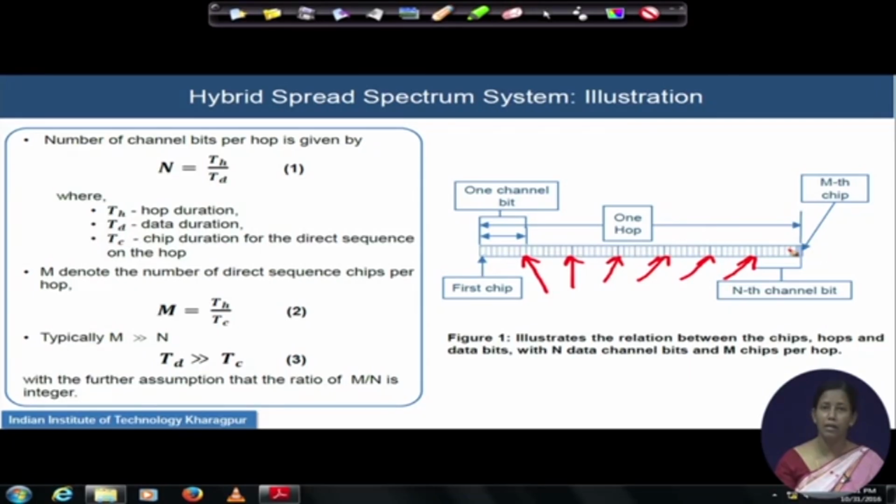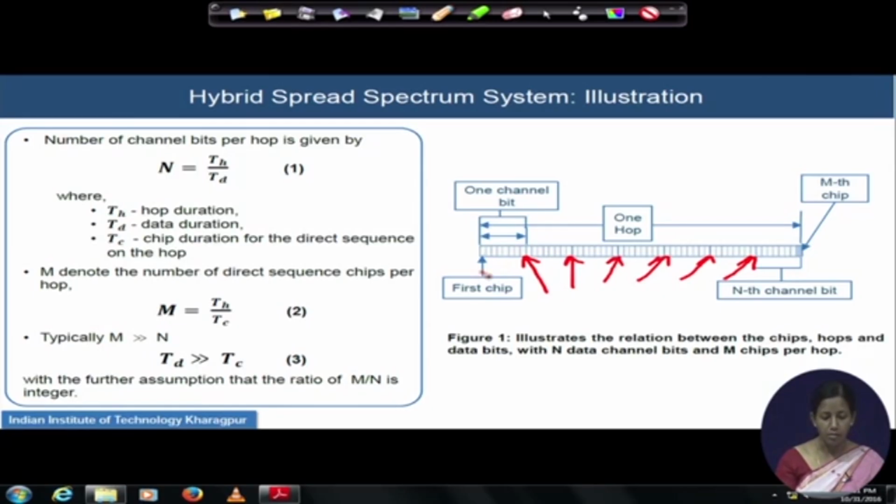So, for a particular hop, I am sending 6 channel bits. Definitely I am in the domain of slow frequency hopping, and in slow frequency hopping, each and every channel bit is now spread using a PN sequence. So, I have also utilized the direct sequence spread spectrum communication system.